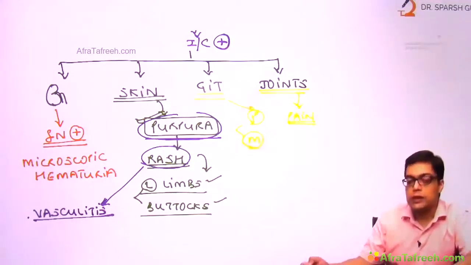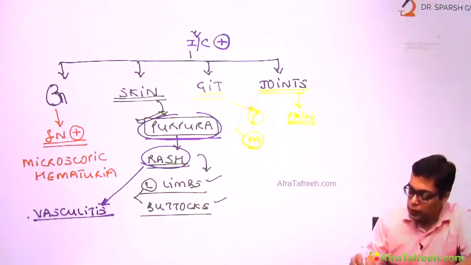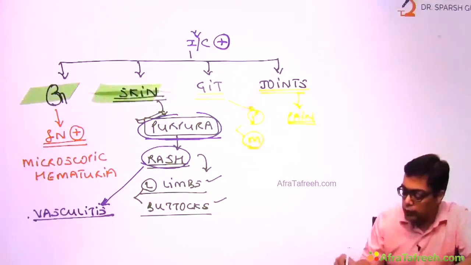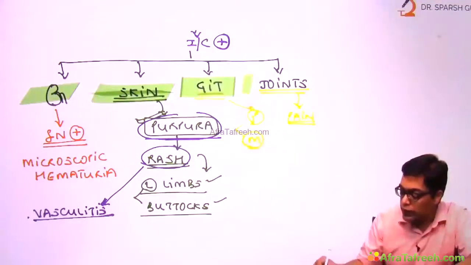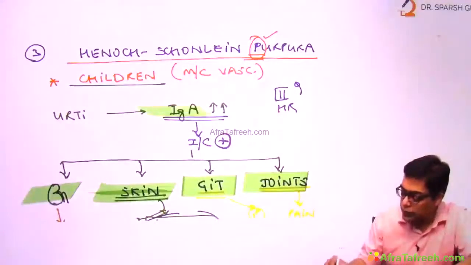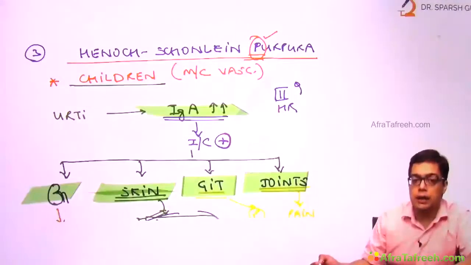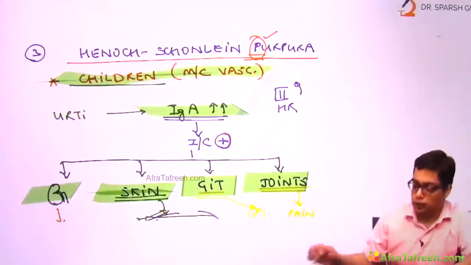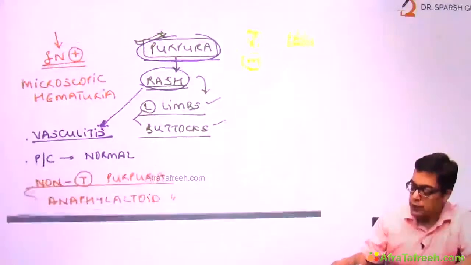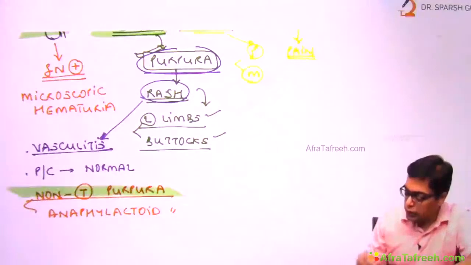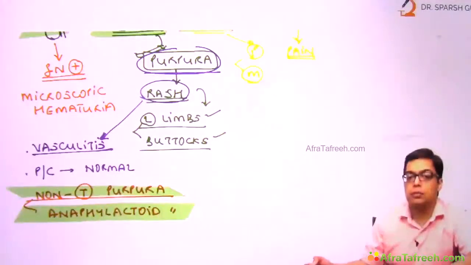So what we find in these patients is classically there is going to be a spectrum of the organs which are going to be affected, starting with the involvement of the renal tissue, skin, GI tract and joints. Let us not forget the reason for the development of this kind of condition, that is IgA antibody. And the clinical significance is that it happens to be the most common vasculitis in children. Please be familiar with and revise the two other names for the same condition, non-thrombocytopenic purpura as well as anaphylactoid purpura.